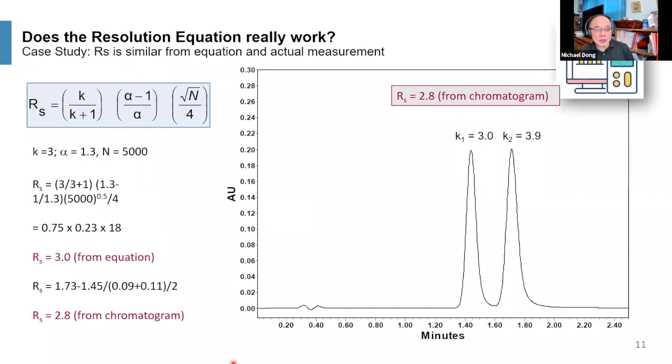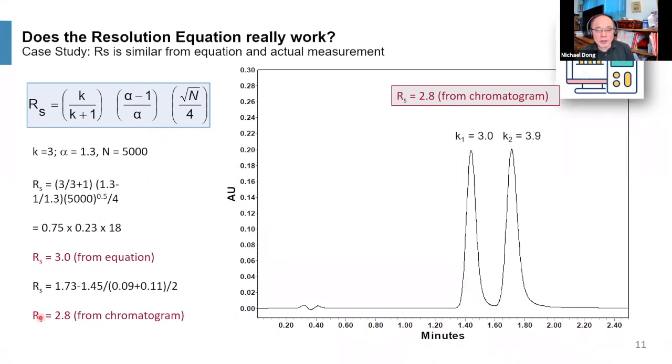Okay, so we can show you that the resolution equation really does work, right? Because we can actually do the calculation from the resolution equation using these parameters, right? So we know what the K is for each peak. We know what the alpha is. The alpha is 1.3, and we know the size of the column, right? The plate count of the column is 5,000, right? So we can do this calculation. We can calculate that the resolution from the equation is about 3.0, which looks right. It's better than baseline resolution.